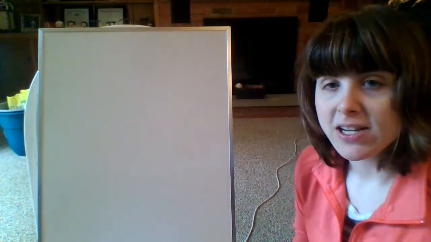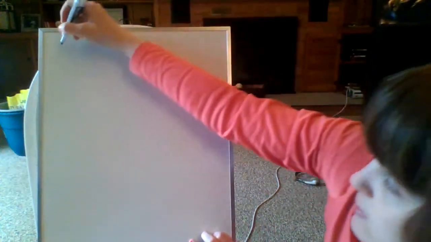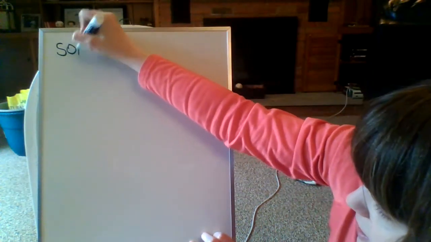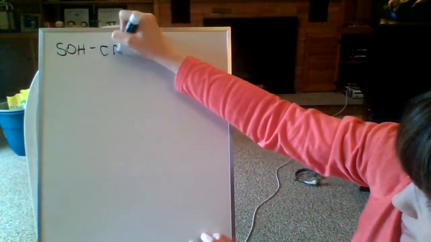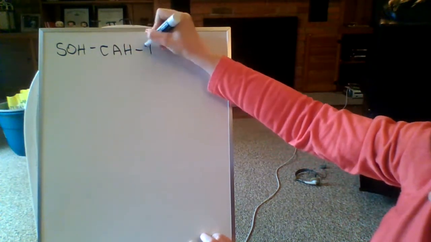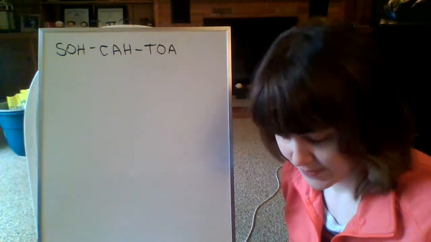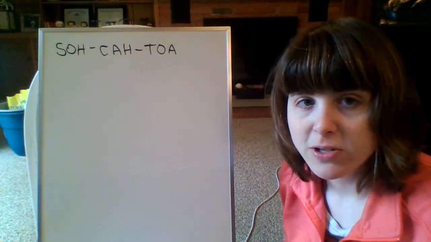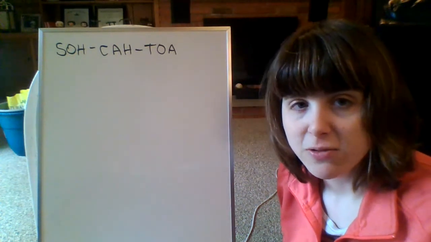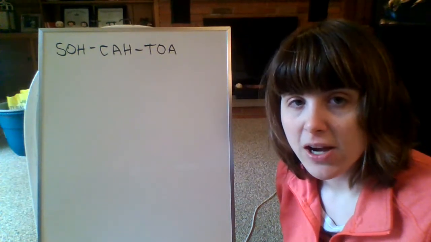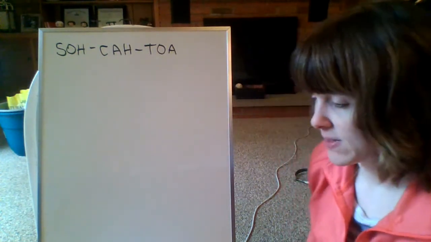Okay, so just to remind you, the trig functions I'm talking about go with SOHCAHTOA. So those are the three we're going to be using today. Sine, opposite over hypotenuse, cosine, adjacent over hypotenuse, and tangent, opposite over adjacent.